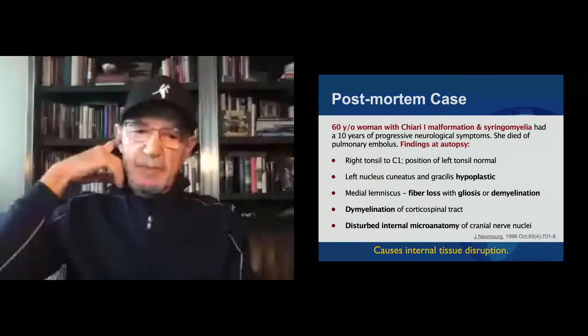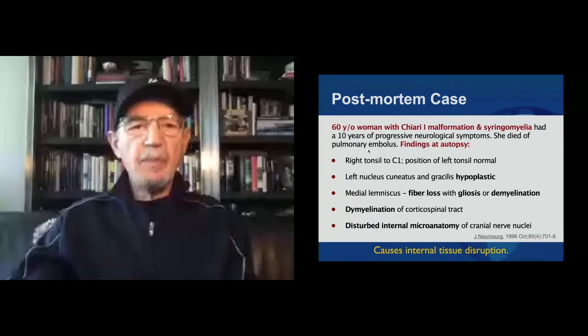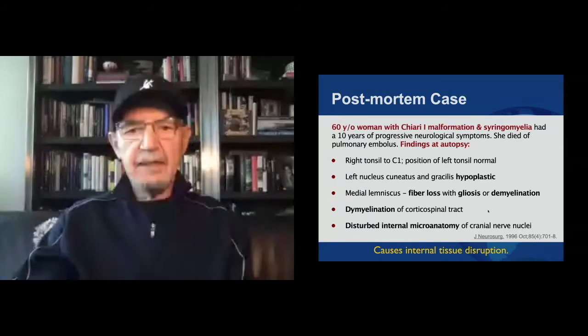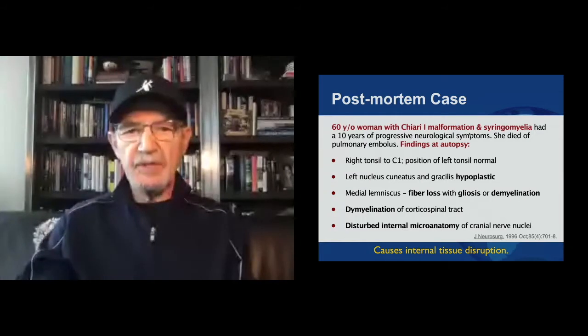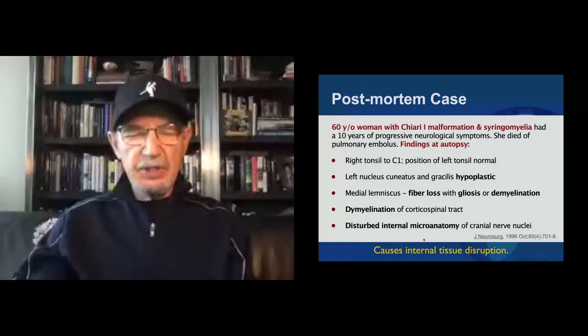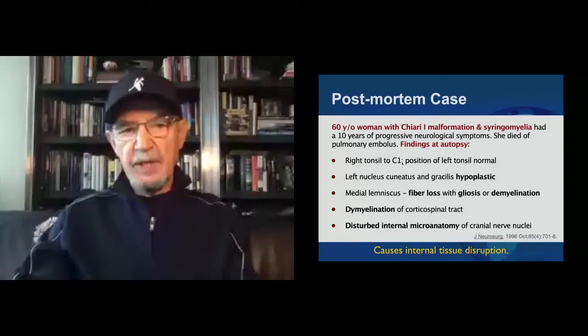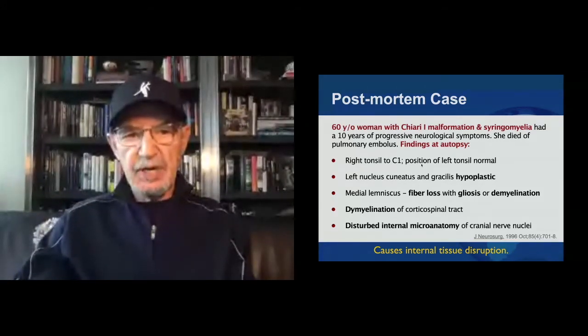This is a patient that had died from a pulmonary embolus, reported in 96. She's 60 years old. She was known to have Chiari malformation and syringomyelia. And the family allowed an autopsy to look at the brain in detail. The right tonsil was the one that was causing the marked obstruction. The position of the left was normal.